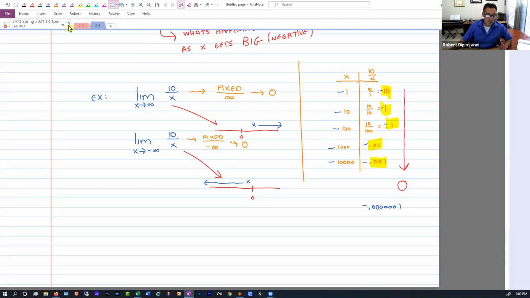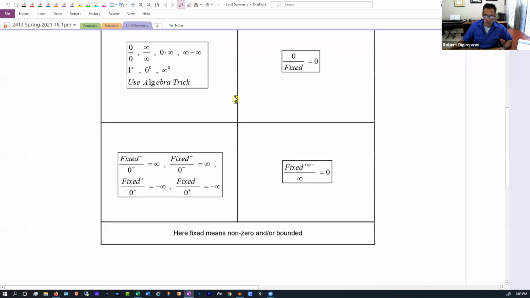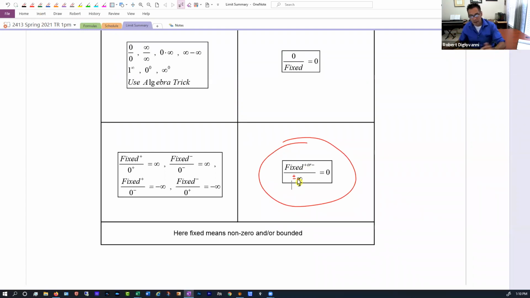All right. So let me bring up that limit summary page that I gave everyone. Here's what we're talking about now. This is what we're referring to today. If you ever have fixed on top, and it doesn't matter if the top is positive or negative, it makes no difference, okay? And your denominator is going to infinity, and actually, it doesn't matter if you're going to positive or negative infinity here. You can add that to your sheet if you'd like. It doesn't matter if that's positive or negative infinity. The whole idea is that the numerator is a fixed number, and the denominator starts getting huge. That limit is 0.